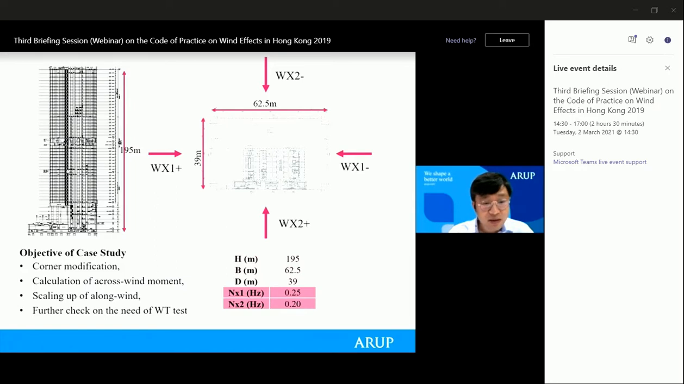The objective of the study is, one, to introduce the corner modification, and another is to introduce the calculation of a crosswind-based moment. Further is to consider the scaling up of along-wind after comparison with crosswind. And last is to introduce how we consider when a wind tunnel test will be needed.